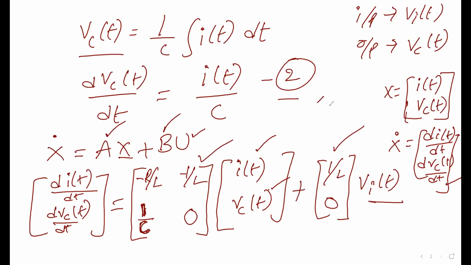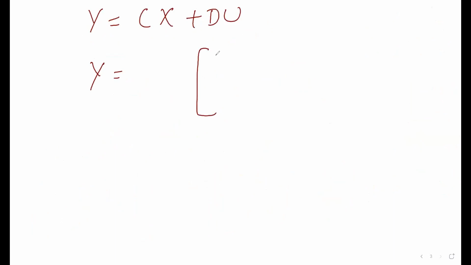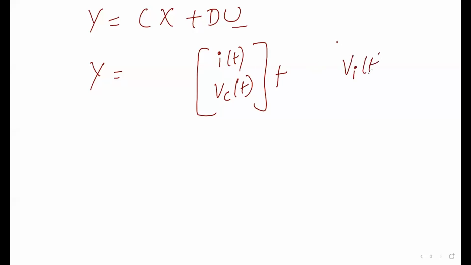This is the input matrix B. We have one more equation, the output equation: y equal to Cx plus Du. What is x? I of t, Vc of t, right? What is u? Vi of t.